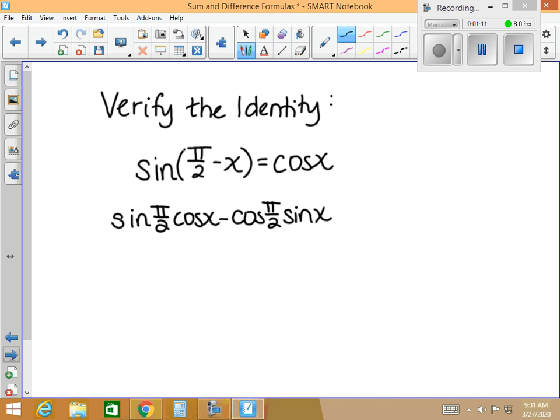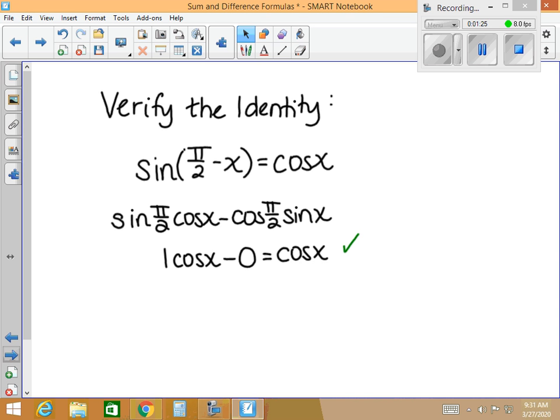Okay, because sine of pi over 2 is equal to 1, and the cosine of pi over 2 is equal to 0, and so it says cosine x minus 0 equals cosine x, and that's really all we had to do. That one is done now.